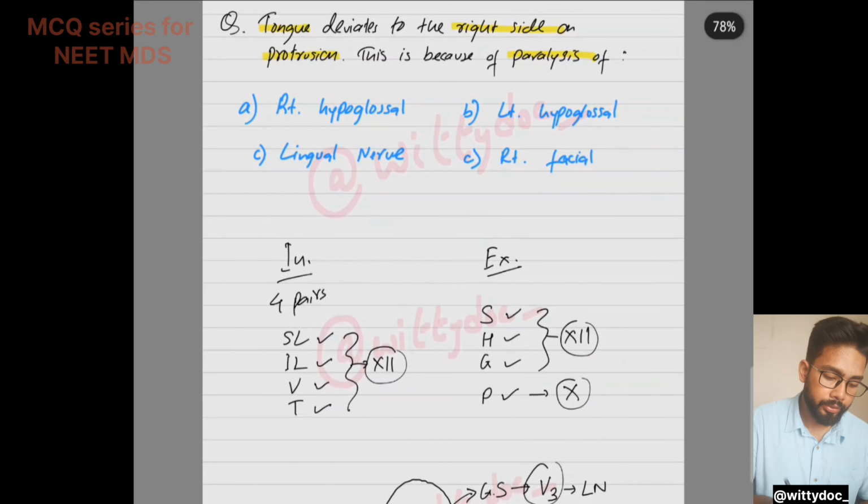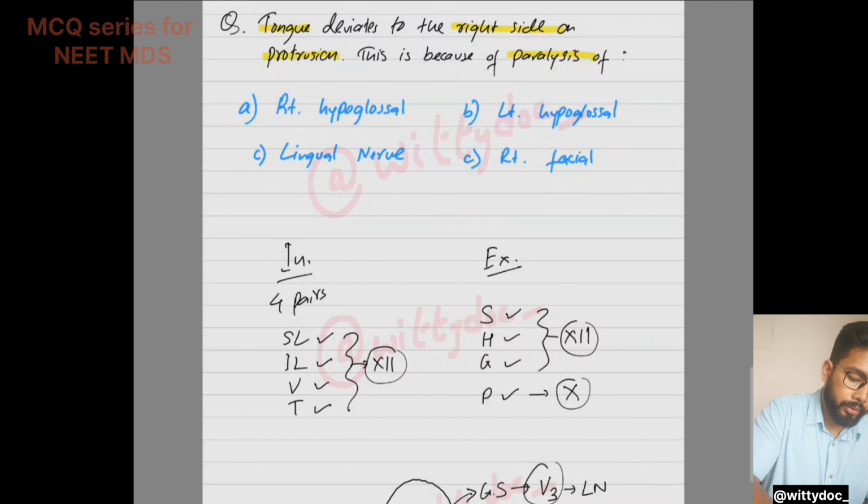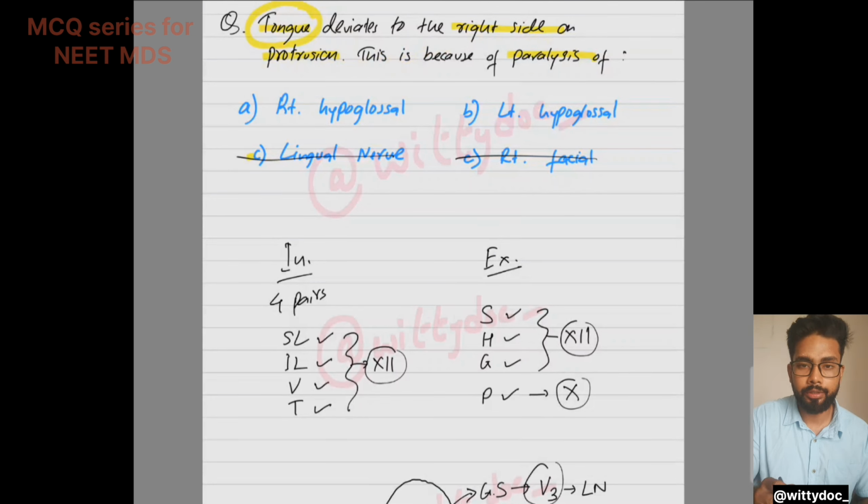Get back to the question. The question is, tongue deviates to the right. So here we can see it is the tongue, that means the hypoglossal nerve. So these two options will definitely be eliminated. And then, right side on protrusion. We know that hypoglossal nerve injury will lead to deviation of the tongue towards the affected side, the diseased side. So the diseased side is the right side. So the answer will be A, right hypoglossal nerve lesion.